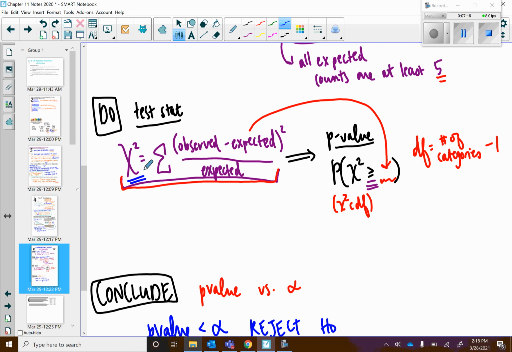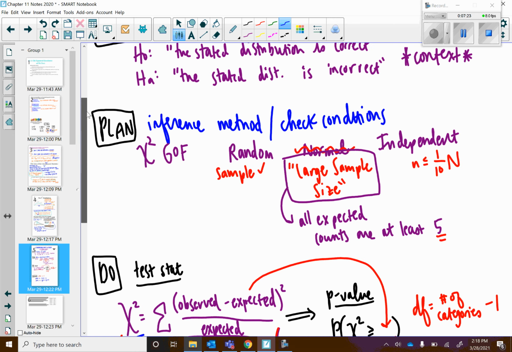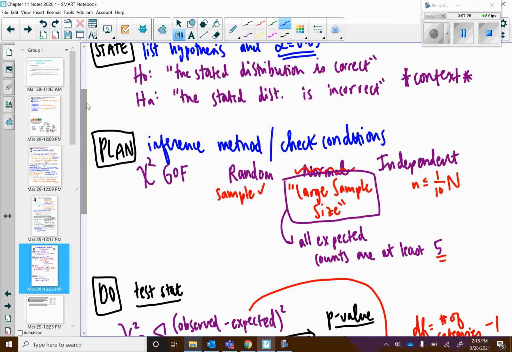So realistically, looking at these state, plan, do, and conclude, the main differences are that our test statistic is a chi-squared value now, not a t or a z, and that our normal condition is changed to the large sample size condition. But overall, not too different.